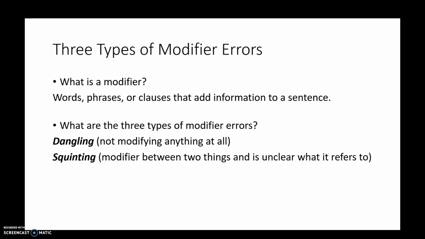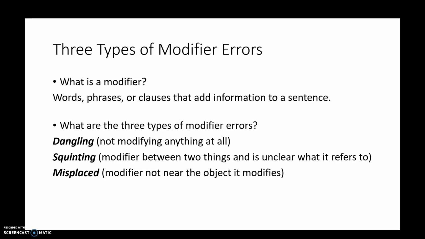A squinting modifier is when you have too many things that a modifier could possibly modify. And this modifier is usually between these two things, and you're not sure. Is it talking about the thing that comes before or the thing that comes after? And finally, a misplaced modifier. This is when there's a modifier in a sentence, but it's not near the thing that it modifies, and so you're unsure of what it's really referring to.